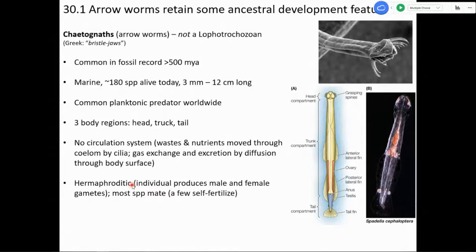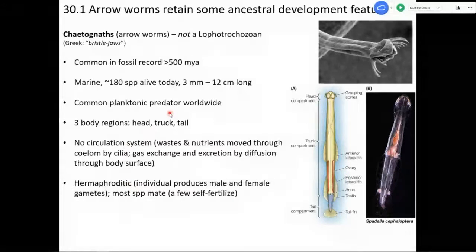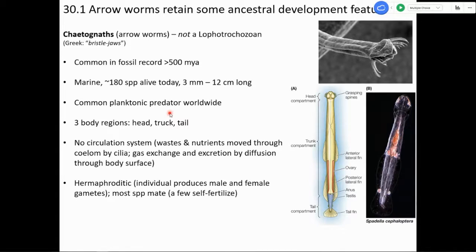Now, I mentioned earlier when we were talking about the protostomes that there are two major groups, the Lophotrochozoans and the ecdysozoans, but also that sort of outgroup, which was the arrowworms. These are referred to as chaetognaths. So these are not Lophotrochozoans, okay? They were common in the fossil record. They've been around for a long time, at least 500 million years. They're all marine, about 180 species. Although there are not that many species, they're actually very widespread and very common. If you take a plankton sample from anywhere between the poles and the tropics, chances are you're going to get these in your plankton sample, and they're highly predatory.